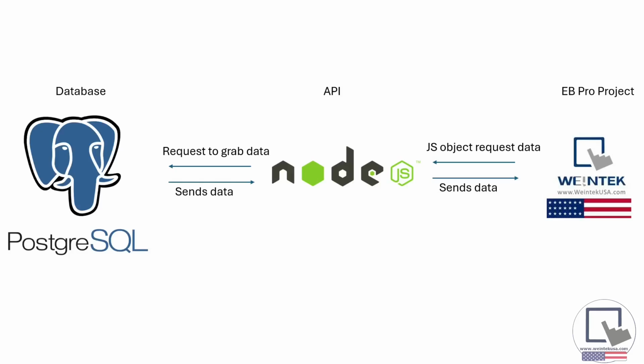For this tutorial, you'll need Node.js, PostgreSQL, pgAdmin, and EasyBuilder Pro, all of which I'll link in the description, along with the project files on the GitHub. Make sure you have a code editor like VS Code ready to manage your code.